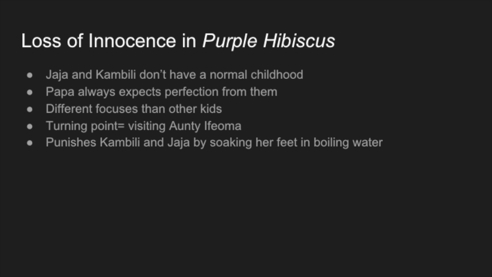Following visiting Auntie Ifeoma, the entire family gets punished in different ways. Papa punishes his kids for spending time with his father, who doesn't have the same religious beliefs as him, and soaks his children's feet in boiling hot water. He also beats his wife so badly she suffers a miscarriage. They are being punished for spending time with their family, which is typically a huge part of a child's life, especially the bond between a child and their cousin.